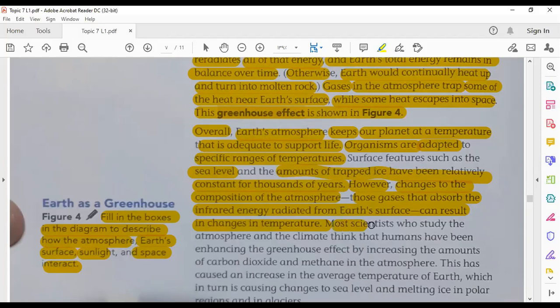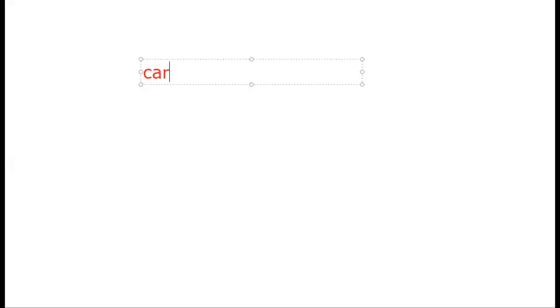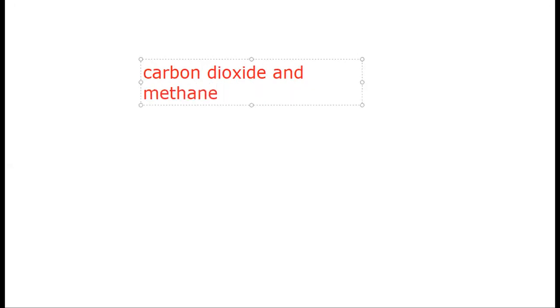Most scientists who study the atmosphere and the climate think that humans have been enhancing the greenhouse effect by increasing the amounts of what? Carbon dioxide and methane in the atmosphere. I want to tell you something about carbon dioxide. As I told you, carbon dioxide and methane gas, these two gases, are found in the atmosphere.